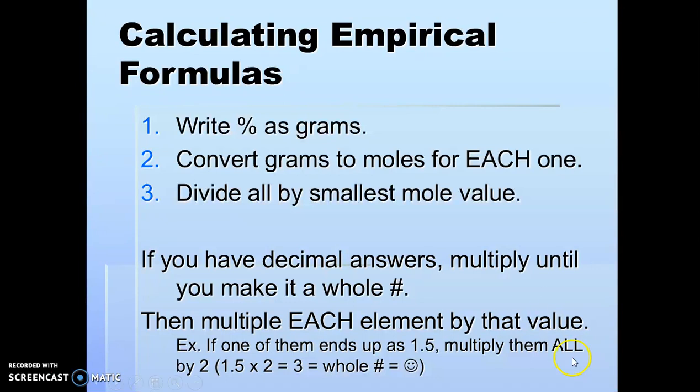So for example, if one of them after you do your division is 1.5, we can multiply that by 2 to make it a whole number of 3, but you have to multiply all of them by 2 then. So if you find yourself in the case where you have to do this multiplication to get a whole number, you would multiply all of your elements by that number. Okay, you don't see this too often, but it will come up from time to time.